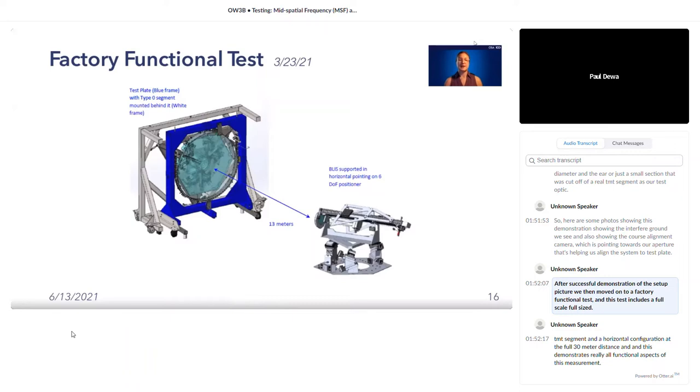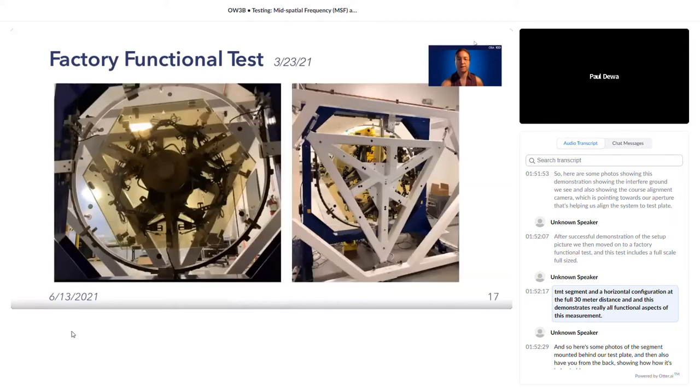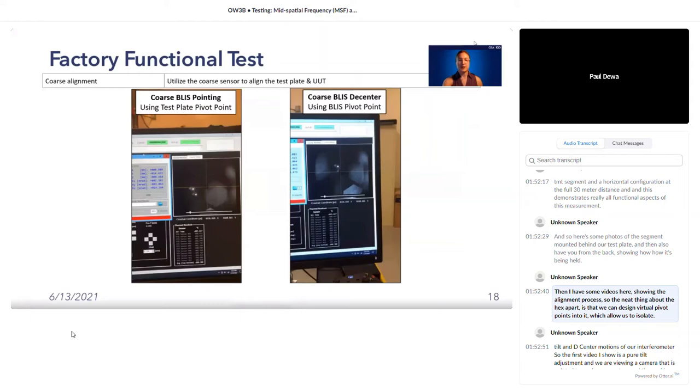And this test includes a full-scale, full-sized TMT segment in a horizontal configuration at the full 13 meter distance. And this demonstrates really all functional aspects of this measurement. And so here's some photos of the segment mounted behind our test plate, and then also a view from the back showing how it's being held. And then I have some videos here showing the alignment process.